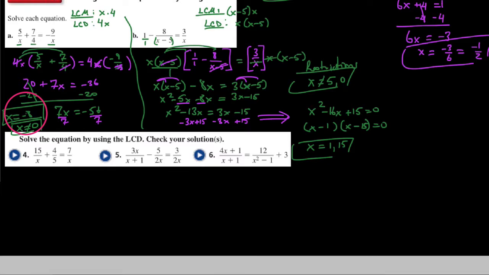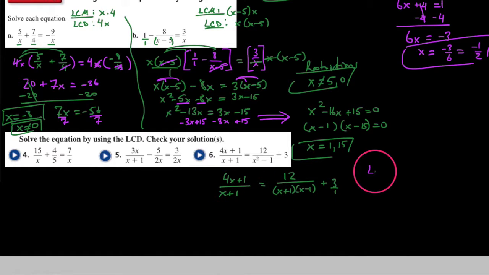So really quickly here, let's take a look at number 6. What I want to point out here on number 6 is that when you look at your denominators, we have 4x plus 1 over x plus 1, and this is equal to 12 over x squared minus 1. The thing I want to point out is that in order to find the least common denominator, or the least common multiple of all of our denominators here, we have to list everything as a ratio. That includes putting this 3 over 1, and we have to have everything factored.